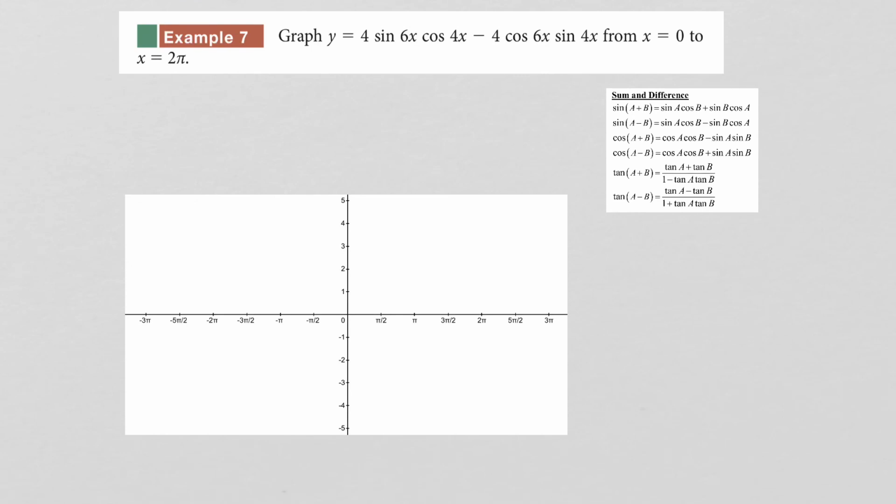In our last example, they ask us to graph the function y equals 4 sine of 6x cosine of 4x minus 4 cosine of 6x sine of 4x from x equals 0 to 2 pi. So this is seemingly very strange, but let me show you that you can rewrite the function y by factoring out the common factor of 4 here. And if you do this, you get the sine of 6x cosine of 4x minus, and then I'm also going to switch these around. So instead of saying the cosine of 6x sine of 4x, let me just say sine of 4x cosine of 6x.